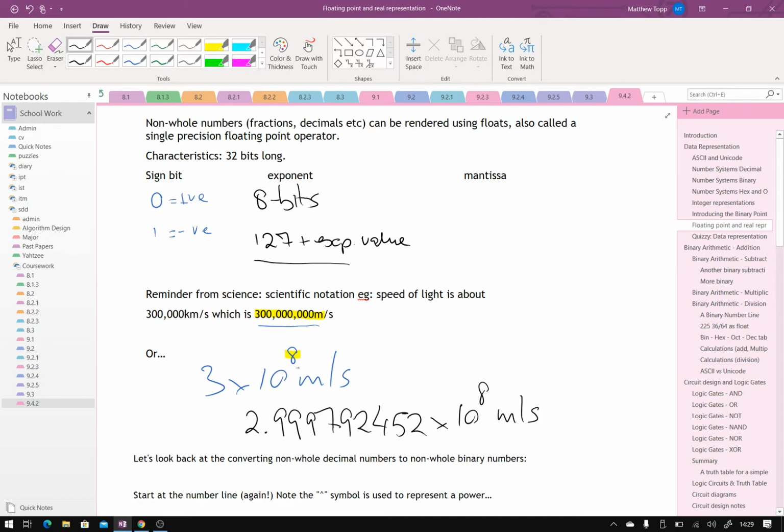And the reason why it's one or the other is because of the last part. Now, I said this is a 32-bit number. So the mantissa is everything else. Why is it called a mantissa? I have no idea. I actually don't know where the word comes from.